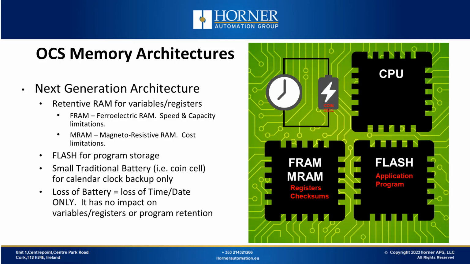The third architecture, next generation design, utilizes innovative RAM chips for variable management. This new RAM technology is retentive and includes two main types. The first is FRAM, which has limitations in speed and capacity. It has been employed in only one product due to these limitations. The second is MRAM, or magnetoresistive RAM. While slightly more expensive, it overcomes the speed and capacity limitations of FRAM. Additionally, it has the significant advantage of not requiring a battery to maintain register values.